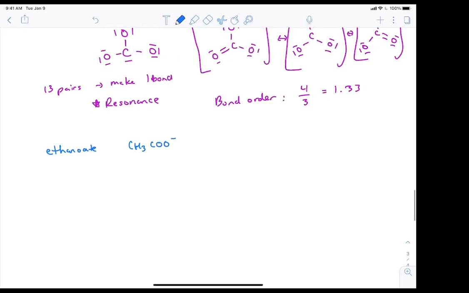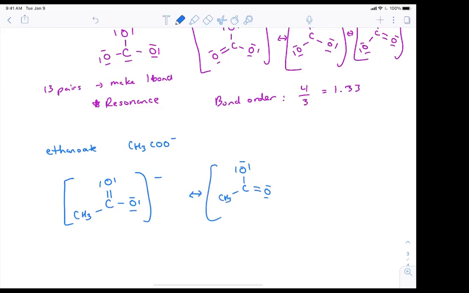And ethanoate looks like this. But notice how, because there's no hydrogen on that second oxygen, those 2 oxygens are identical. And so what ends up happening is there is resonance between those 2 oxygens.